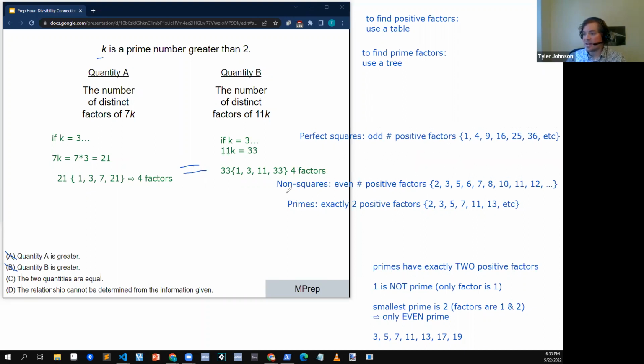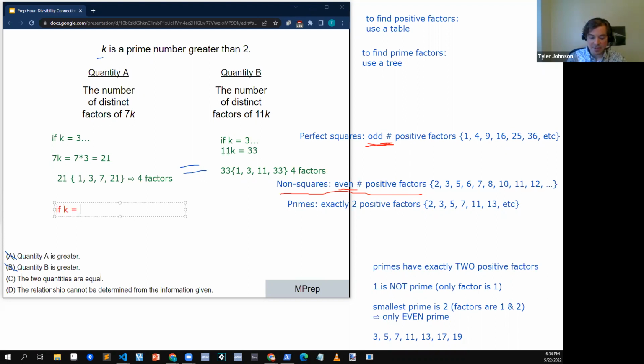And the result we just got aligns with this rule, that if I get a non-square like 21 or 33, it's going to have an even number of positive factors. Let's see if I can produce an odd number of positive factors here. So the next value for k I'd want to try is either 7 or 11, because that's going to give me a perfect square in quantity A or quantity B.